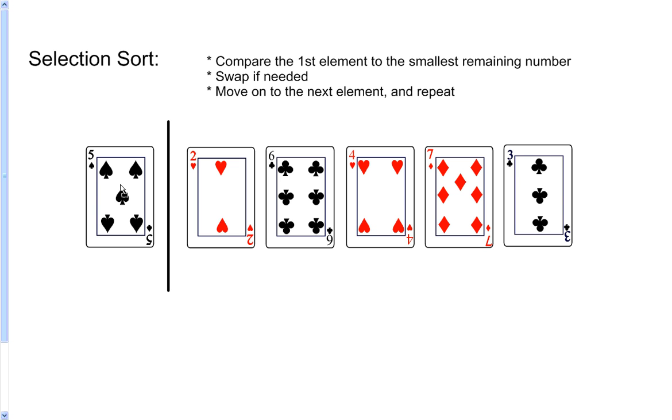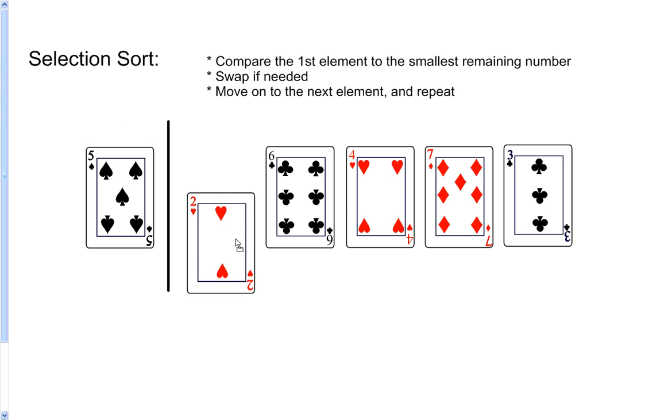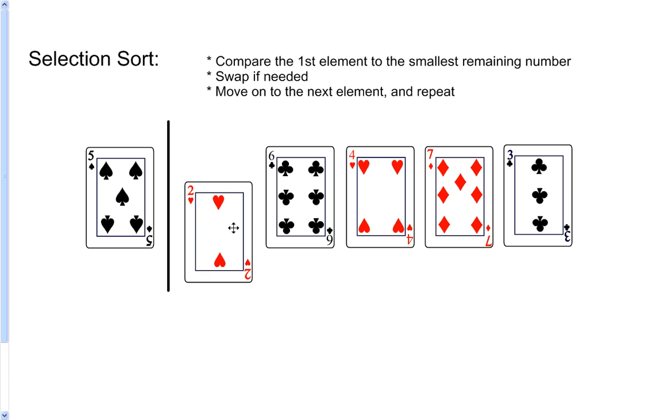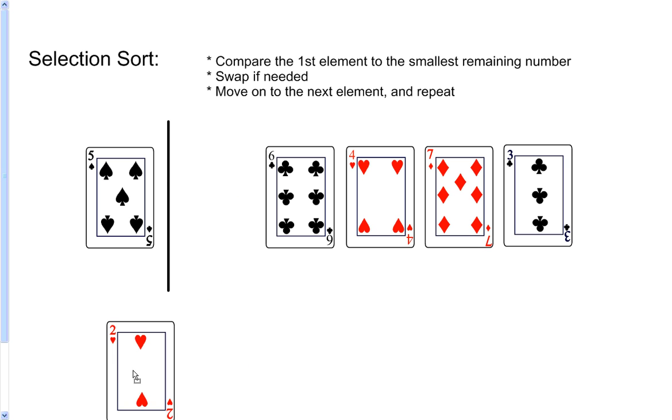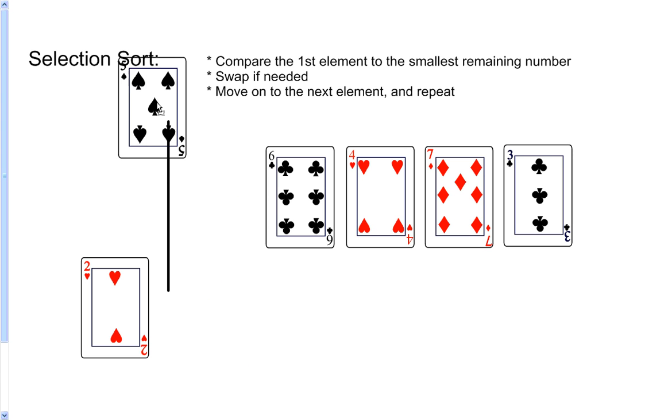And so it starts with a 5, and it says, look at the rest and find out what the smallest element is. And when we look at the rest of these, the smallest element is a 2. And the question is, do these need to be swapped? The answer is yes, because the 2 is smaller, so we're going to swap it out. So we're going to swap the 2 and the 5.